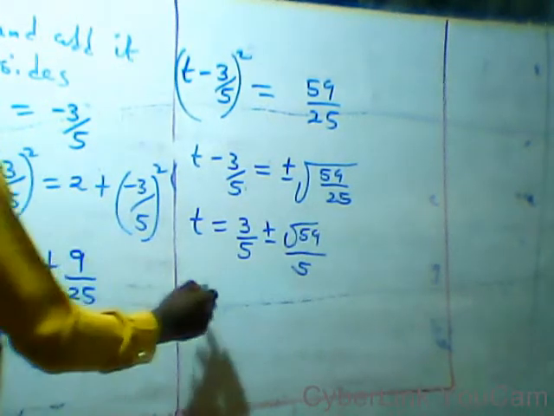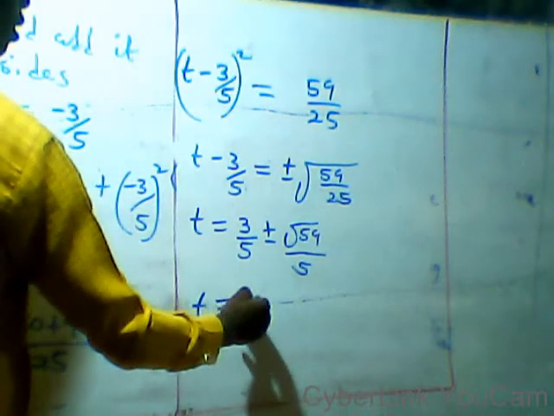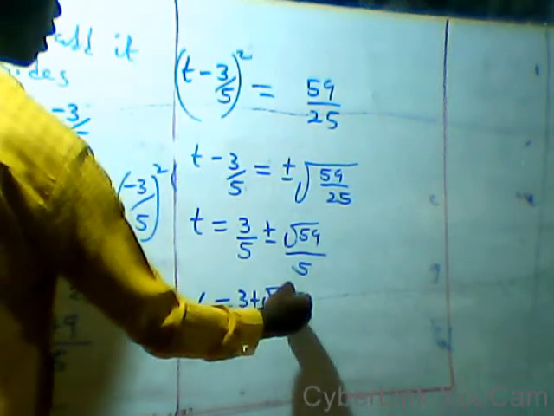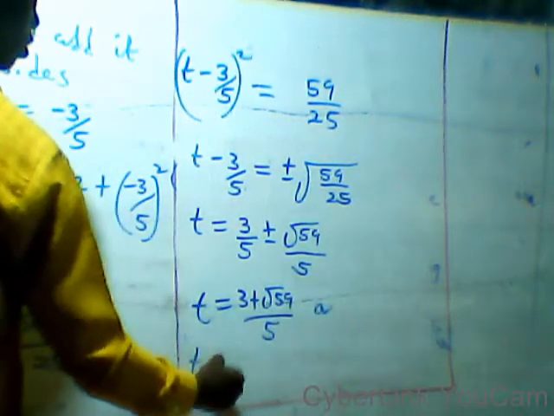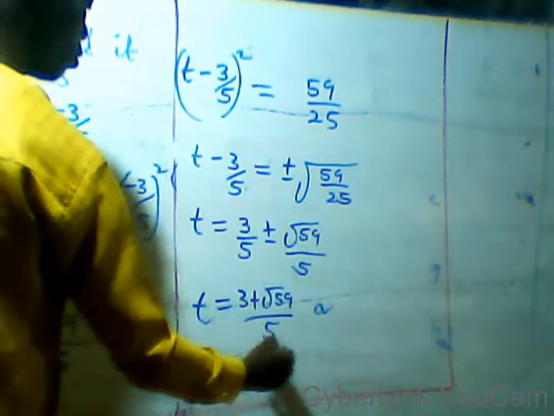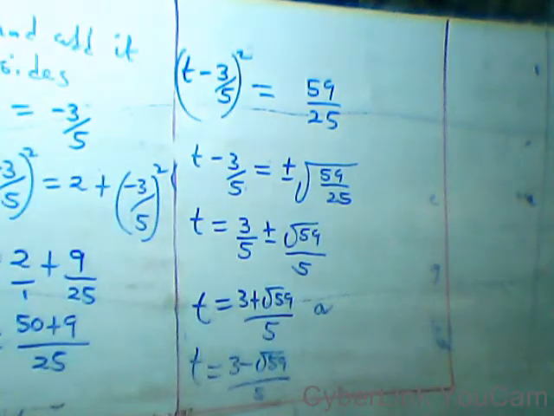That means that t is equal to what? What is the LCM? It is 5. That means 3 plus root of 59 all over 5, or t is equal to what? 3 minus what? Root of 59 all over 5. So if you like, you can press your calculator, and if you like, you can leave your answer in that form. So that's what we have.